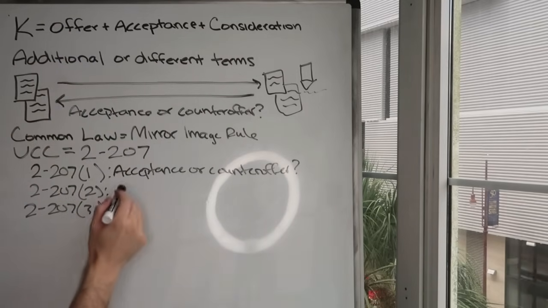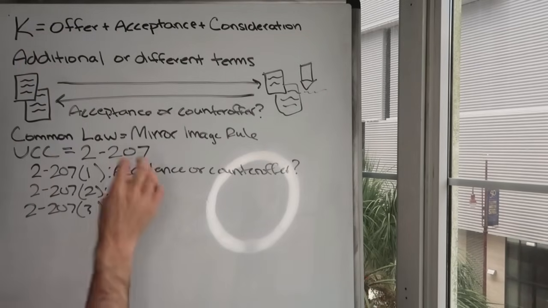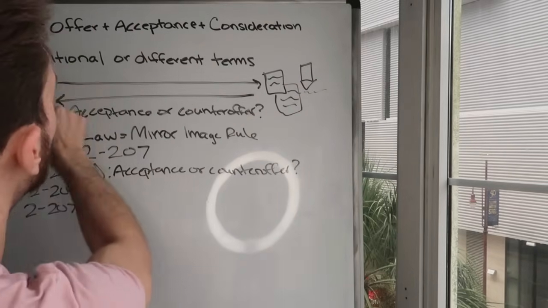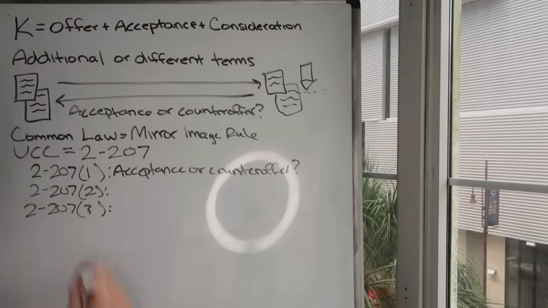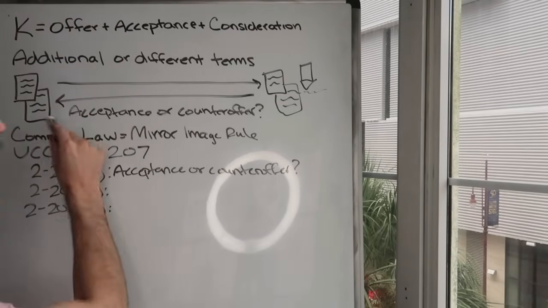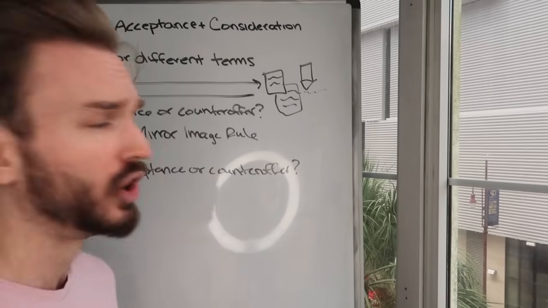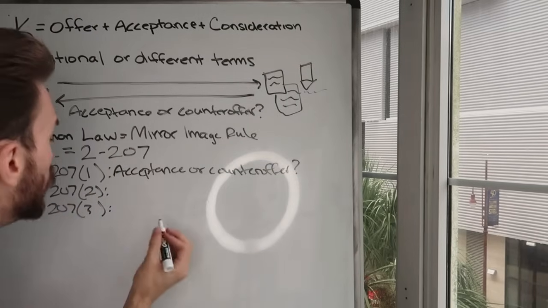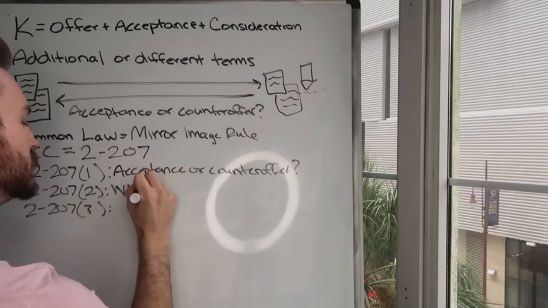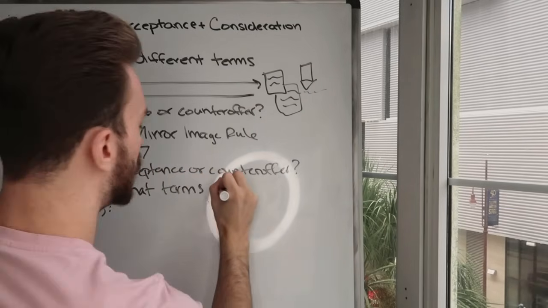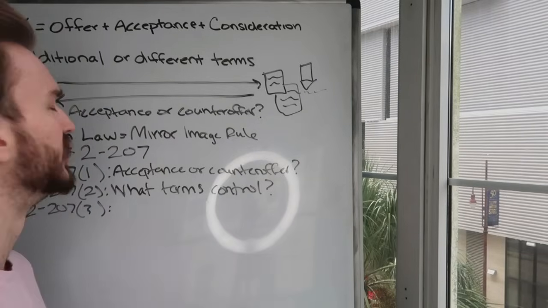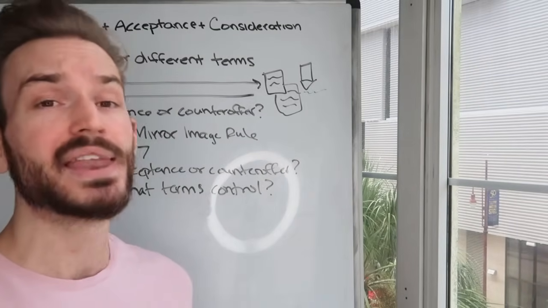UCC 2207-2, the step 2 of the analysis, comes along and says, okay, if we find that this purported acceptance being communicated back to the offeror is actually an acceptance, now it's got additional or different terms, what terms govern the contract? We have an original offer and a new acceptance that have different terms. How do we know what terms govern the contract? So UCC 2207-2 asks the question, what terms control? Is it the additional or different terms? Is it the original terms? Does the UCC need to come in and add gap fillers?